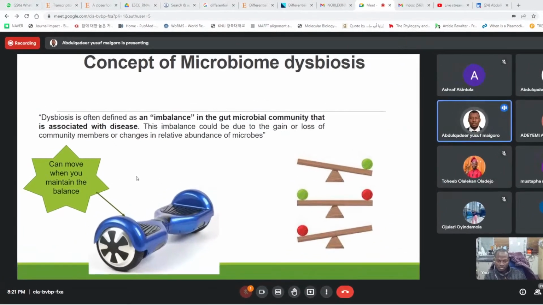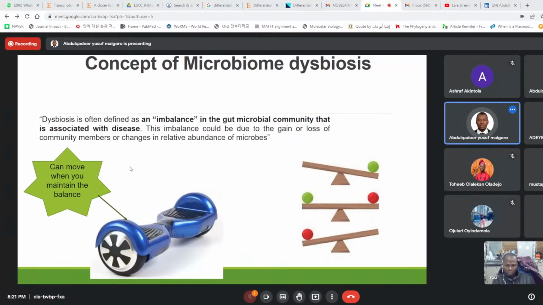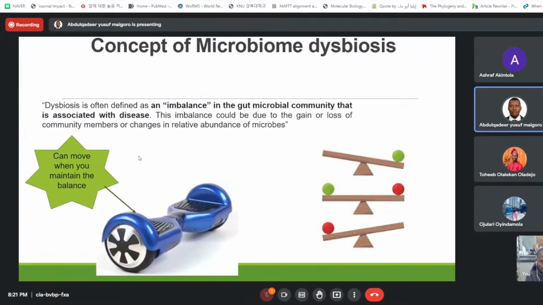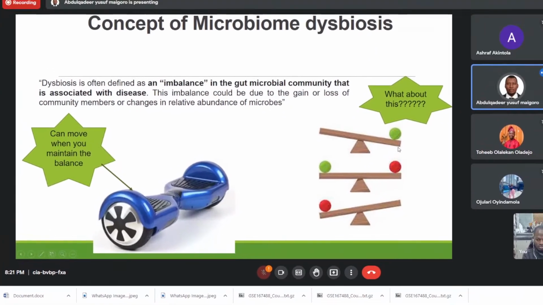So this microbiome is supposed to maintain the balance for us to live in peace. Otherwise, there will be a dysbiosis which will result in disease. So what about these three pictures?